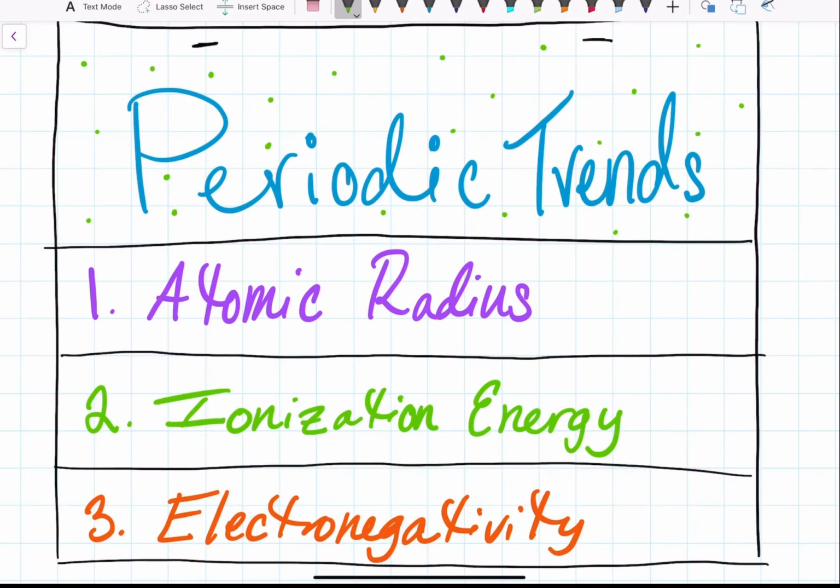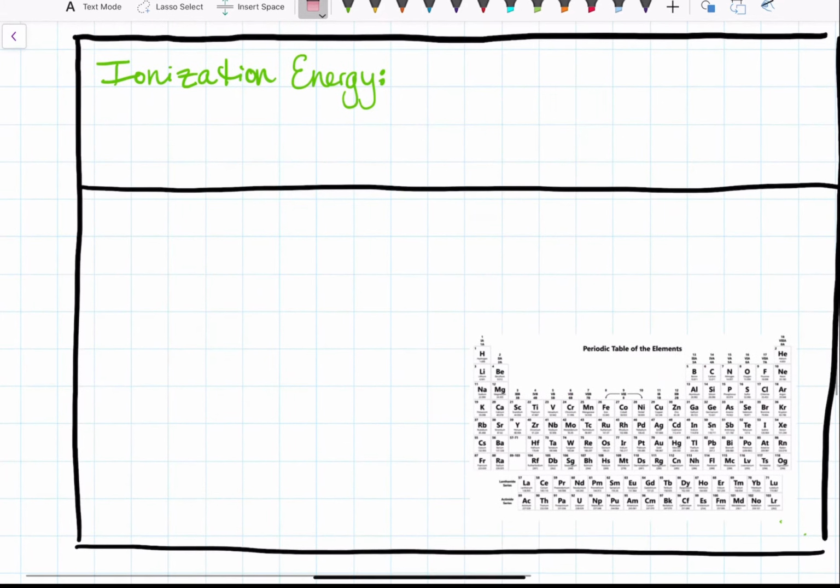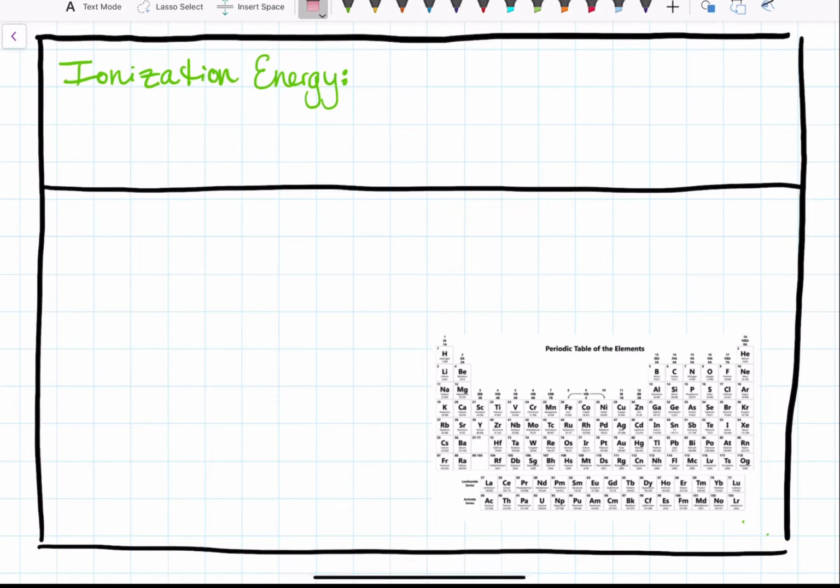This video is going to pick up with the last two periodic trends. The first video talked about what a trend is in general and then talked about the atomic radius trend. This video is going to talk about ionization energy and electronegativity. So go ahead and open up your foldable and let's start with ionization energy.